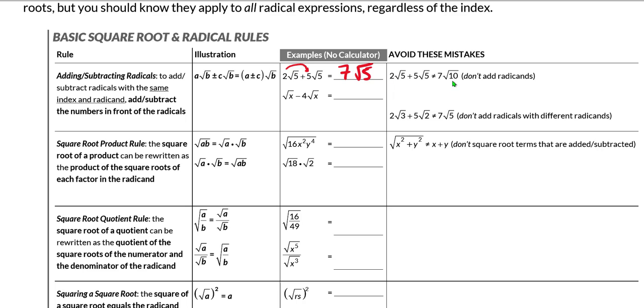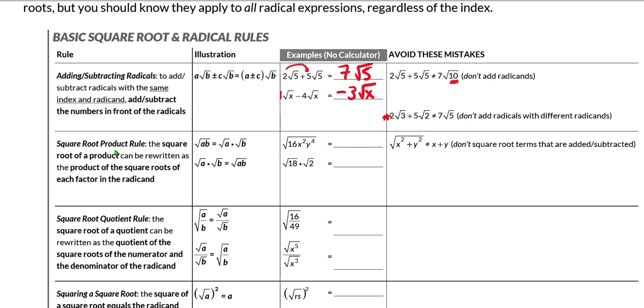Be careful, do not add the numbers under the radical. Do not add the radicands. Over here, again, we have the same index, an unwritten 2. We have the same radicand, the x's. We have a 1 in front of the first root x. So this is 1 root x, take away 4 root x's. That leaves us with negative 3 root x's. In terms of this note down here, very important, do not add radicals with different radicands. If you have different radicands, there's really nothing you can do except possibly, if you're on the calculator section, you could enter this into the calculator and get a decimal value. You will probably never need to do that on the SAT.